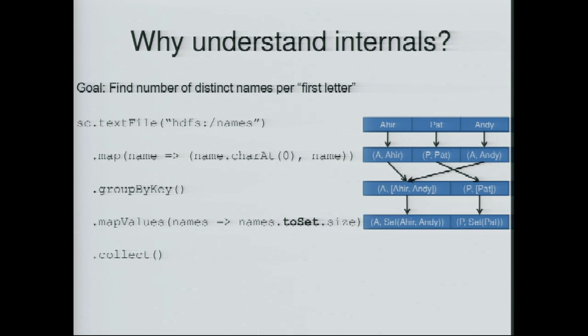So what this will do is it'll actually build a set in memory for each letter. And if we had duplicates, they would now be removed. But in this case, there were no duplicates, so there's no real difference. And then we take the size of that set. And so now we know that there were two distinct names starting with A and one starting with P. And we just collect that back to the driver.